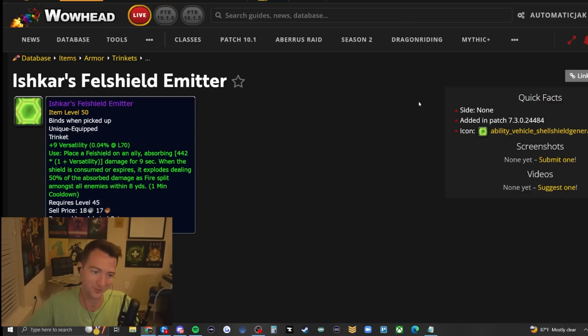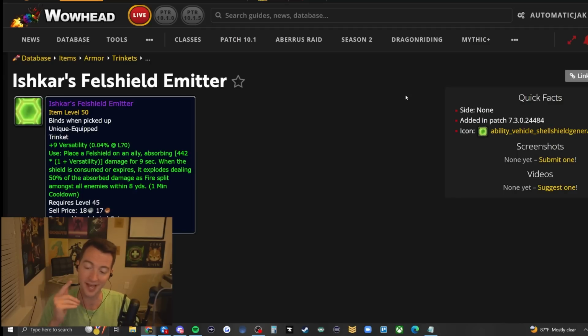and it was a 1-minute cooldown, which, again, places the Fell Shield onto an ally, absorbs damage, and then when the shield is consumed, it explodes, dealing damage. The Fell Shield deals quite a bit more damage than the ward. Actually, the Fell Shield was just straight up better. It absorbed a similar amount of damage, and it dealt more damage, and it had a lower cooldown. So, I kind of miss this.